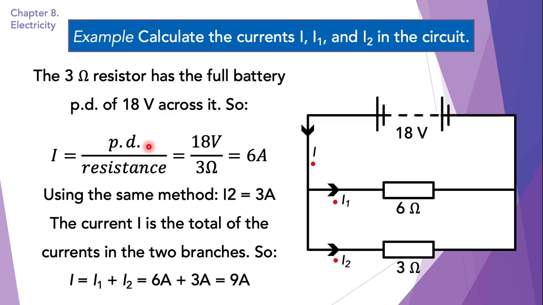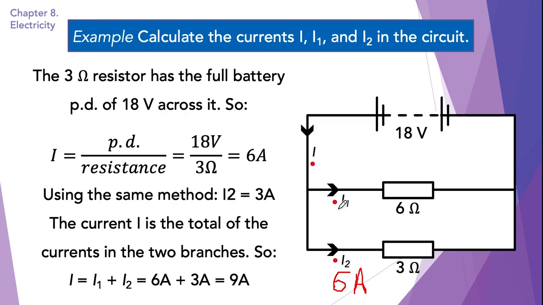So I1 is equal to potential difference upon resistance. So this is equal to 18 volts upon 3 ohms, which is 6 amperes. So we found the current of this resistor, 6 amperes. We write it down here. Using the same method, we can find out I2 is equal to 3 amperes. The current I is the total of the currents in the 2 branches. So I is equal to I1 plus I2, which is equal to 6 amperes plus 3 amperes, equal to 9 amperes. So this is how we can calculate the currents across different resistors.